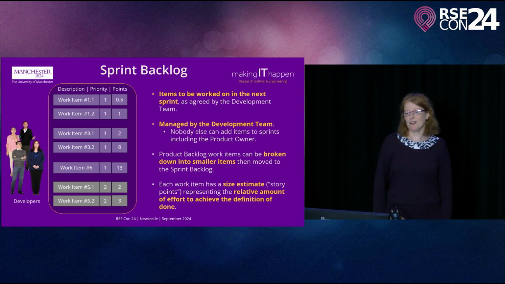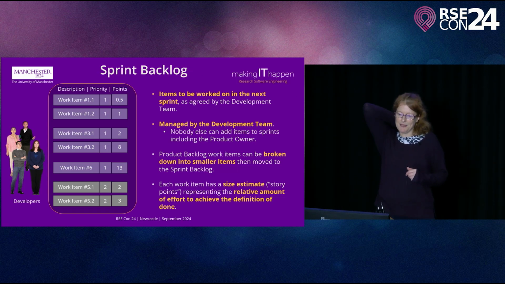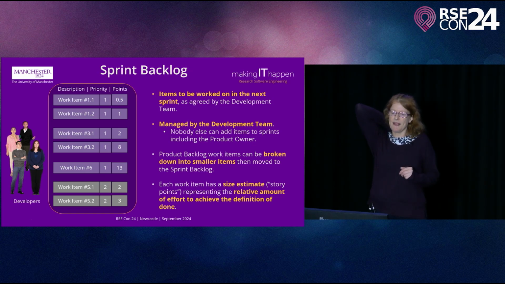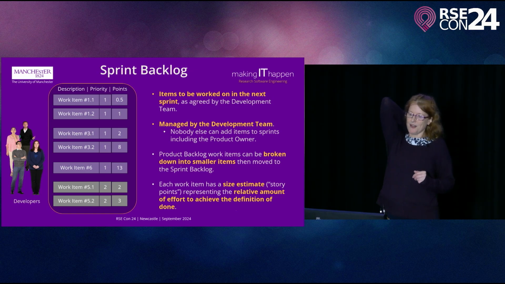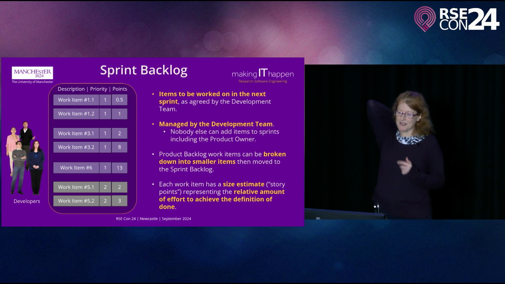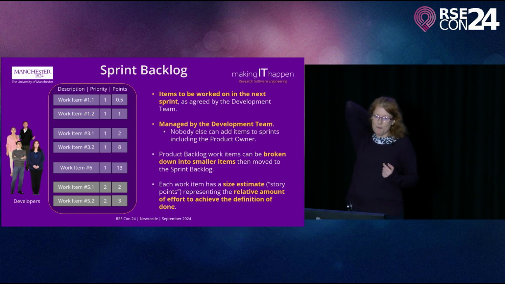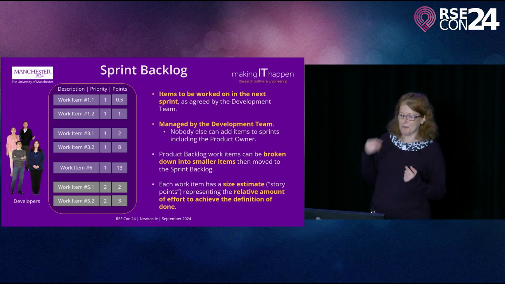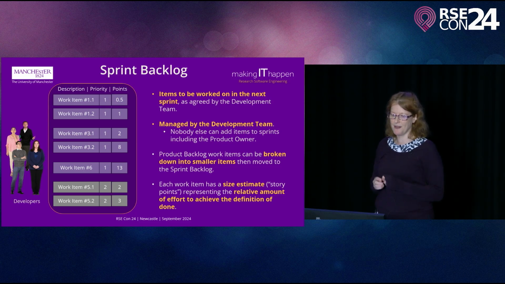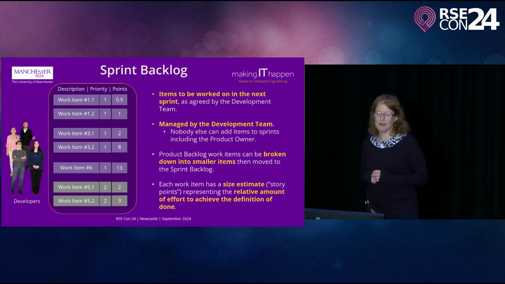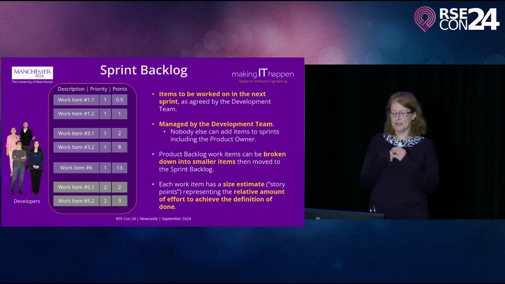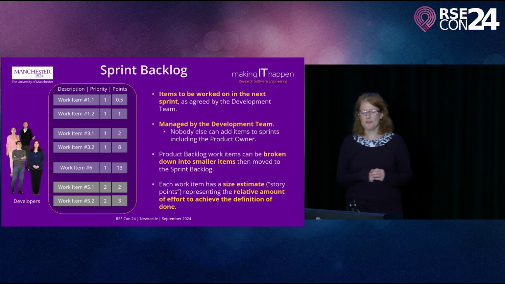The sprint backlog is kind of like a subset of the product backlog. It's owned by the development team, it's managed by the development team. So it's items to be worked on in the next sprint as agreed by the development team. It's managed, as I said, by the development team, so nobody else can add items to sprints, and that includes the product owner. The product backlog work items can be broken down into smaller items, then moved to the sprint backlog.